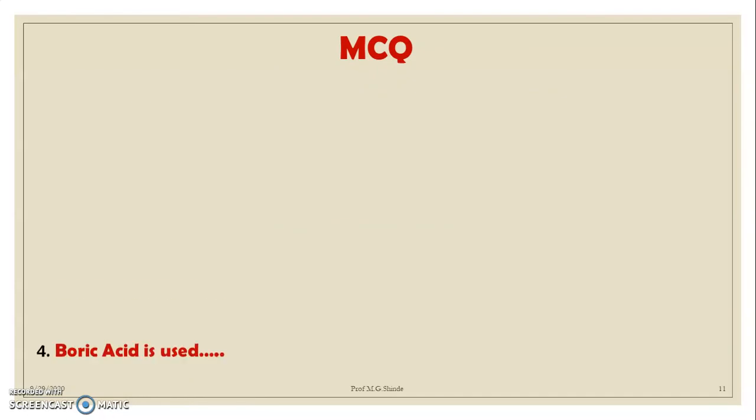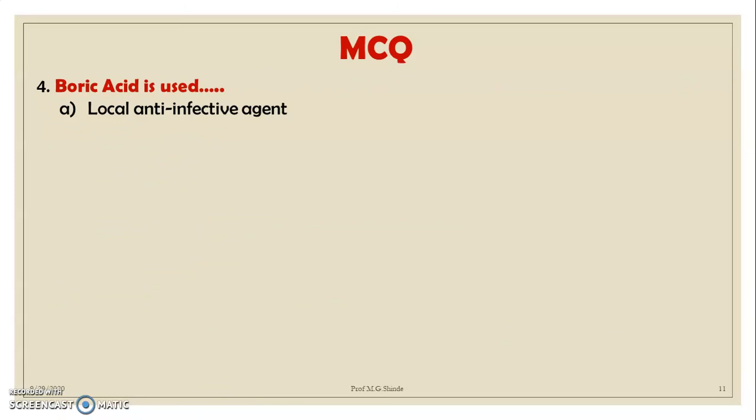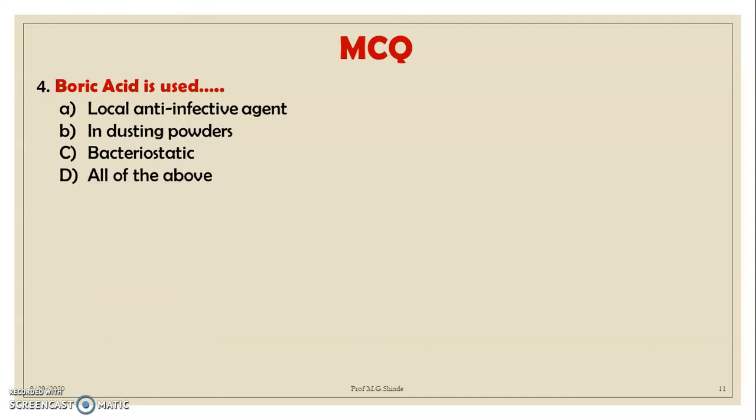Now the next MCQ, boric acid is used as first, a local anti-infective agent, B in dusting powders, C bacteriostatic, D all of the above. Boric acid is also useful as an ingredient of dusting powders. It has some bacteriostatic action, therefore it has applications in preserving grains, etc. So here the correct option is all of the above.